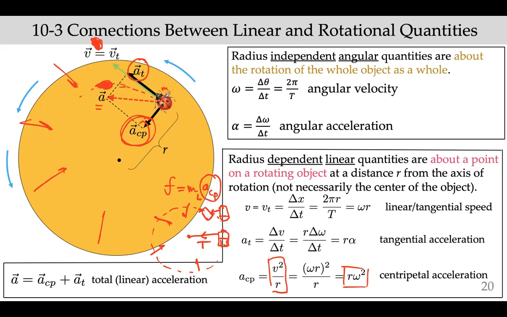So the overall feeling, if you ask this ladybug, what do you feel about your acceleration? It will tell you that it feels like it's accelerating in this direction. Of course, if AT is much larger than ACP, then it will be more like in this direction. If ACP is larger than AT, it will be more like in this direction. And if AT is completely zero, which means there's no angular acceleration, then A total will be equal to ACP. So that's the total linear acceleration.